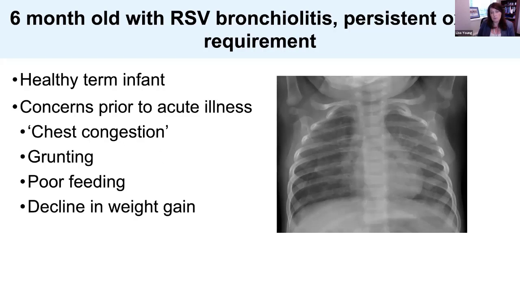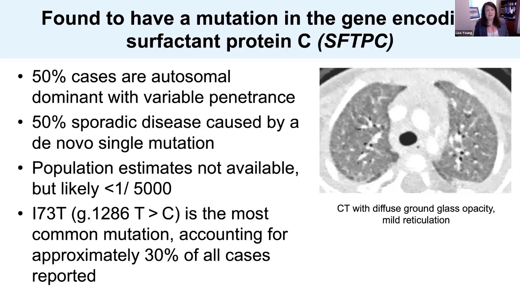While the weight on the growth curve was still okay at 6 months of age, there had been a decline in the trajectory. But amidst bronchiolitis season, otherwise this looked like another kid with bronchiolitis, and did have bronchiolitis with RSV. Because of the history of the slow wean off of oxygen, eventually had this chest CT scan, which showed diffuse ground glass opacities and some reticulation.